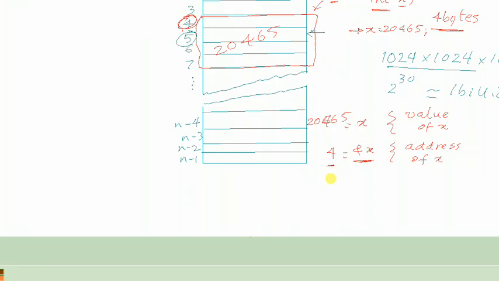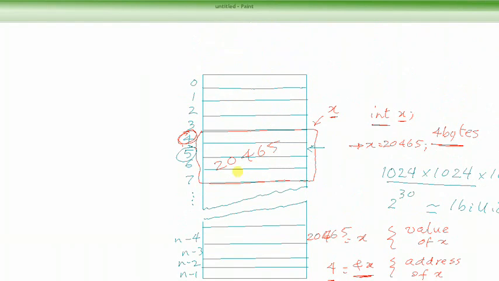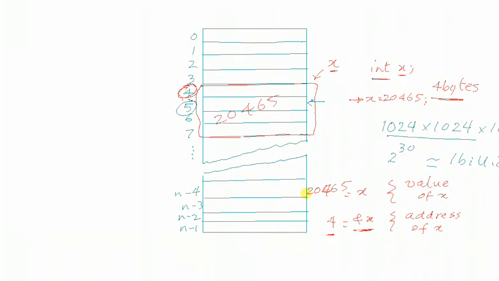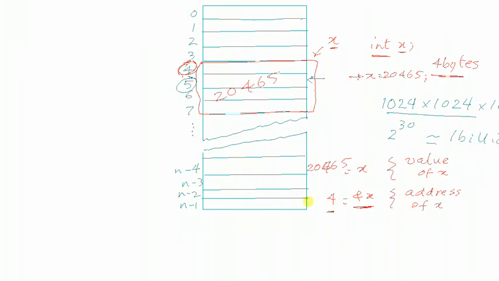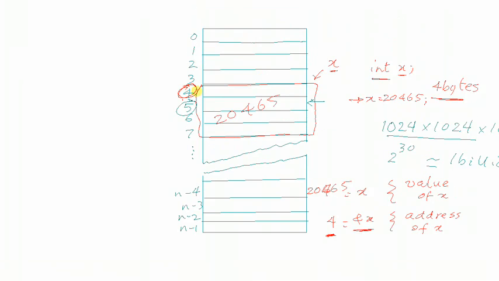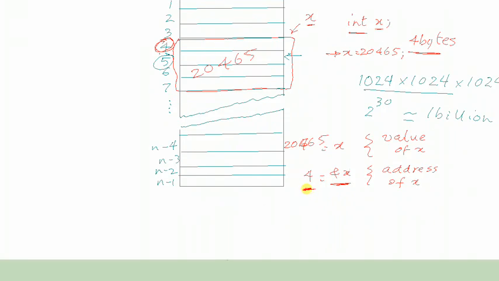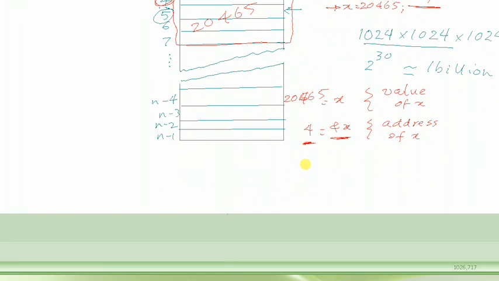Usually addresses are very huge. They are not like 4, 5, 6, because the beginning of the memory is already filled up with special things. By the time your program runs, you get to run somewhere in the middle of the memory, and this address is a huge number. But just for our example's sake, we are thinking that the address is 4. So ampersand x represents the address of x, which is 4.